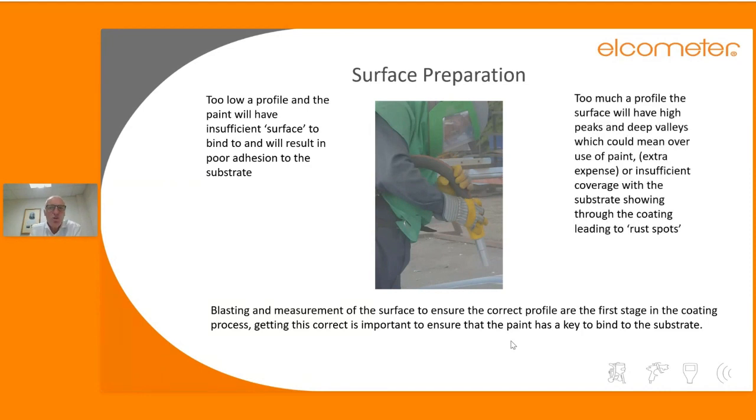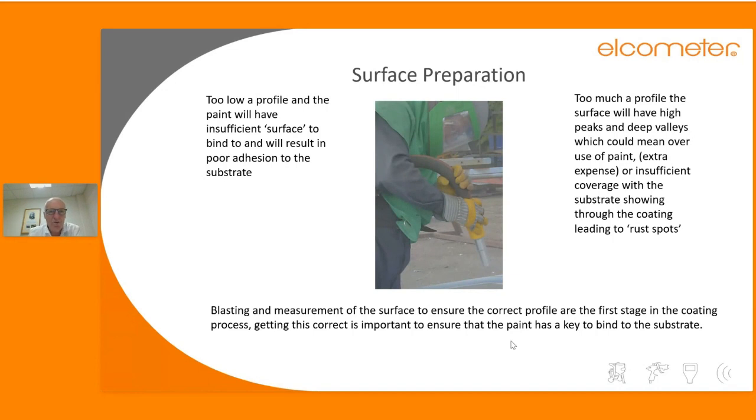However, if we have too much profile, then the surface will have too many peaks and too deep valleys, and this would need extra paint to cover those higher peaks, which is extra cost to the job, which wouldn't have been costed into it. And also, it may lead to insufficient coverage of the substrate, which means that some of the peaks will be showing through the coating and lead to rust spots, and again a weakness in the coatings and eventually a weakness in the substrate, the pipework or the tank or the marine surface of a vessel.